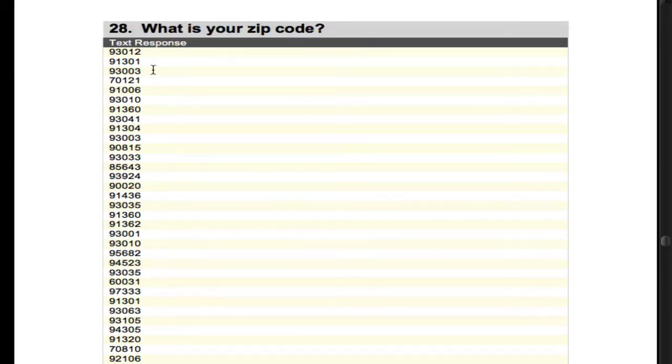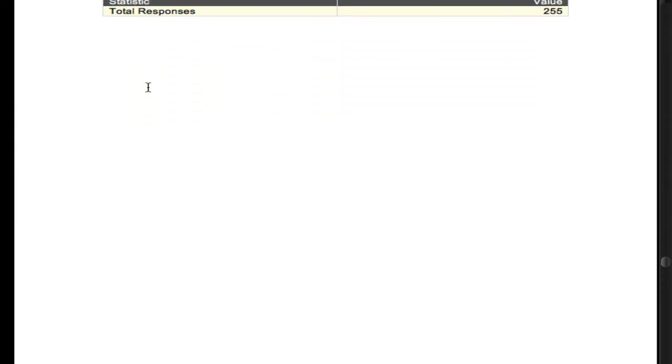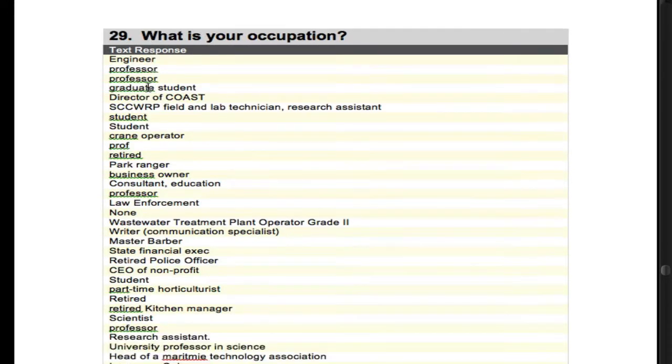Here are those zip codes, right? So everybody, if they said they're from the U.S., we asked the zip code question. If they're not from the U.S., we did not ask the zip code question. And what is your occupation? So here's one of these that was a totally open-ended answer. Everybody that responded here was open-ended.